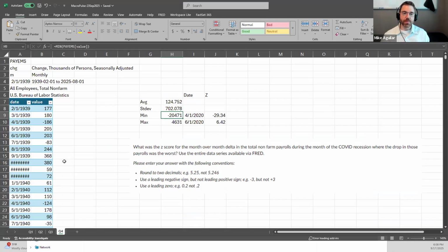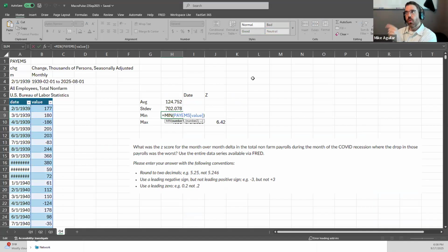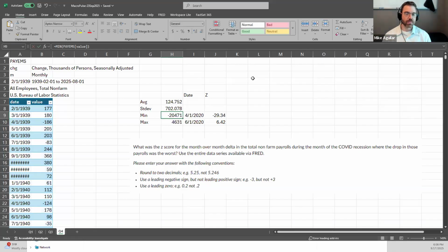So I want to compute the min. Why is that? Because I want it as the worst. And I know the worst was negative, so I could use the min. It's the smallest negative, the most negative value, the worst that you can have. So let's do the min on the table, the min of what column of the table, the value again. That is minus 20471.